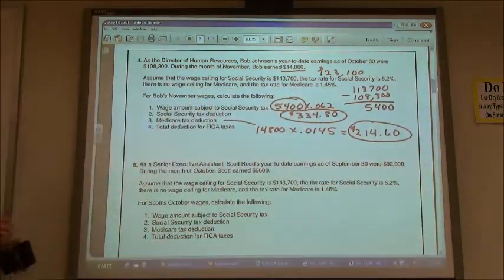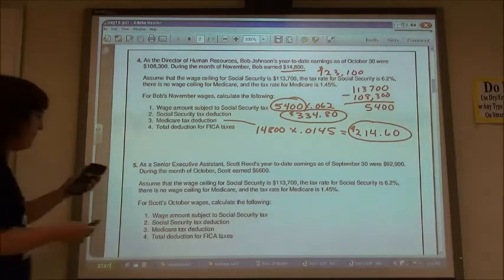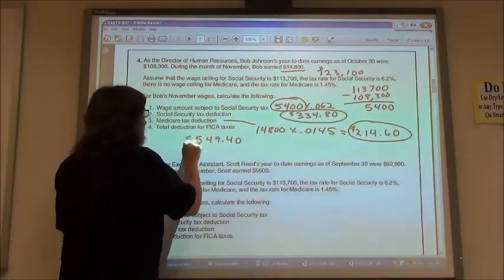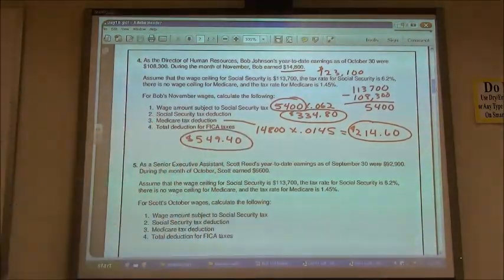It wants to know what the total deductions are, and so I'm going to take my $334.80, add my $214.60, and so I have $549.40 for the total of those two deductions.